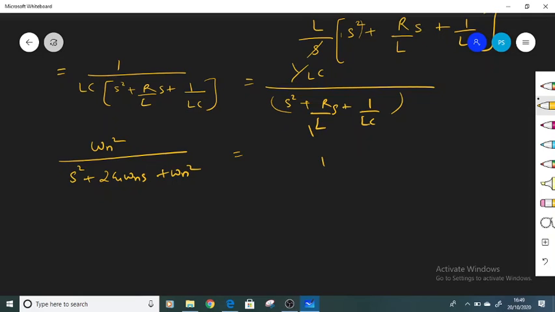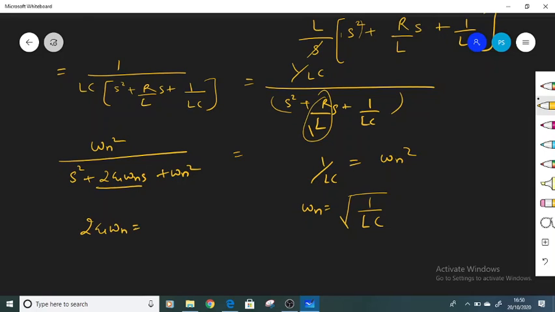Okay. Now if I compare these two, I can compare these two very easily. So 1 by LC is equal to omega n square, or I can write that omega n is equal to under root of 1 divided by LC. This is omega n. Similarly, this 2 zeta omega n can be compared with this R by L. Already you know that omega n की वैल्यू कितनी है?